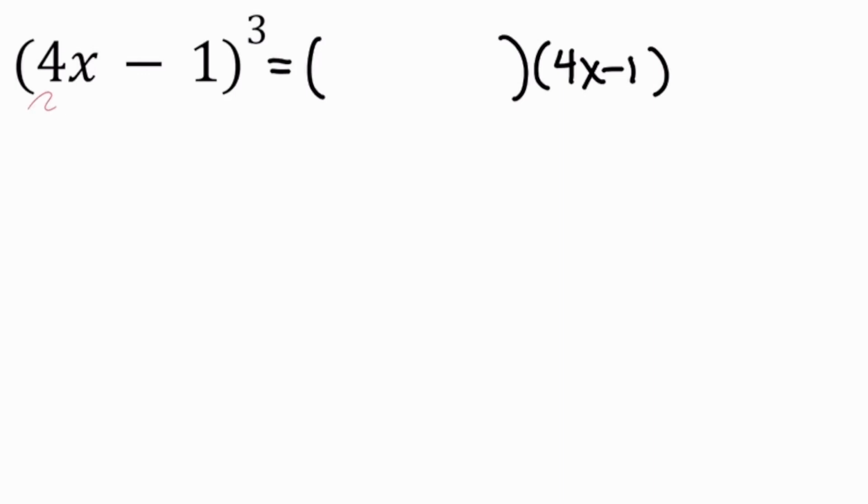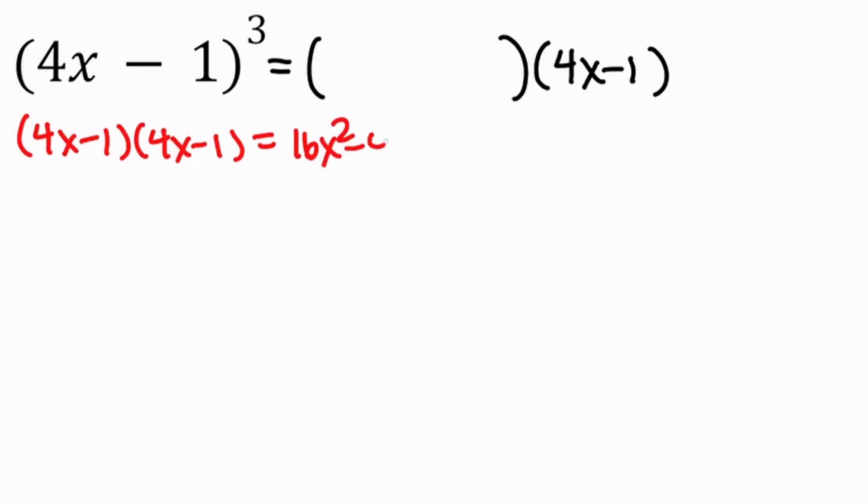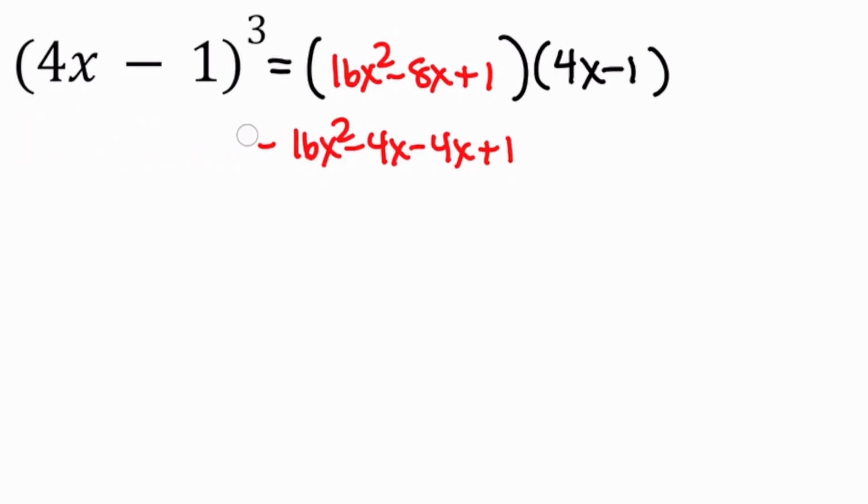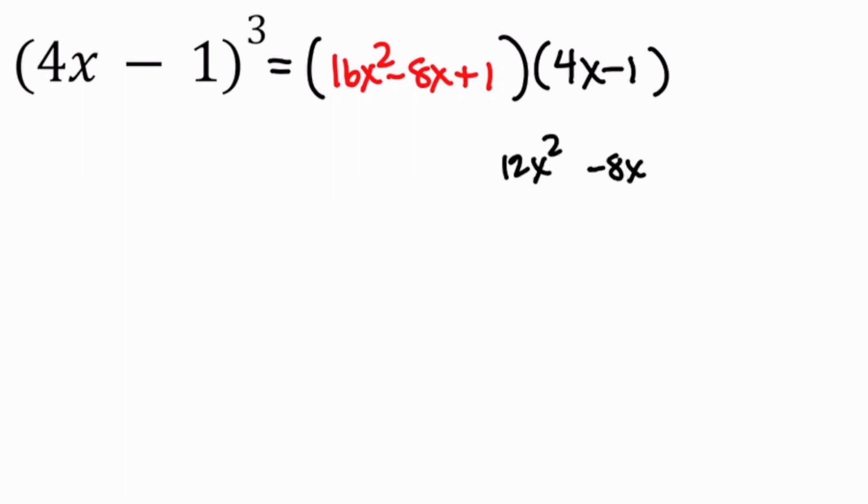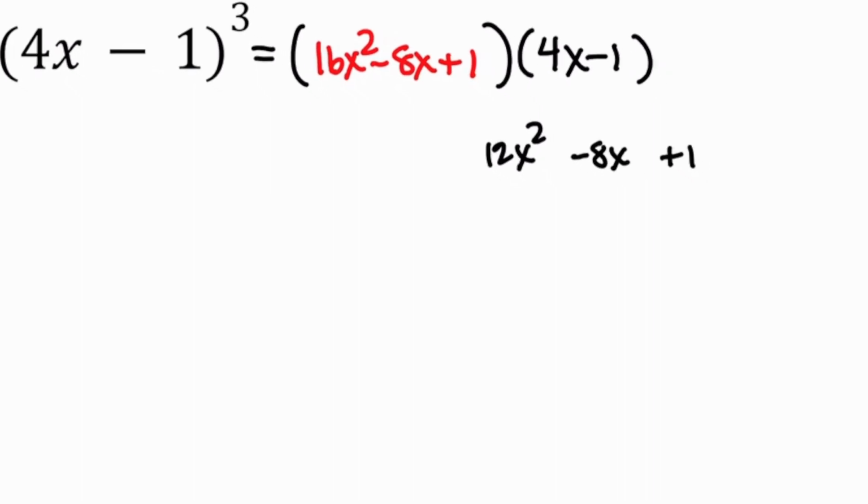Okay, so 4x minus 1 squared, let me do that in red. So that's going to be 16x squared minus 4x minus another 4x and plus 1. So 16x squared minus 8x plus 1. And I guess I will get rid of this here and do a little bit of box multiplication. 12x squared, negative 8x, and positive 1. Multiplying by 4x minus 1. So 4 times 12.